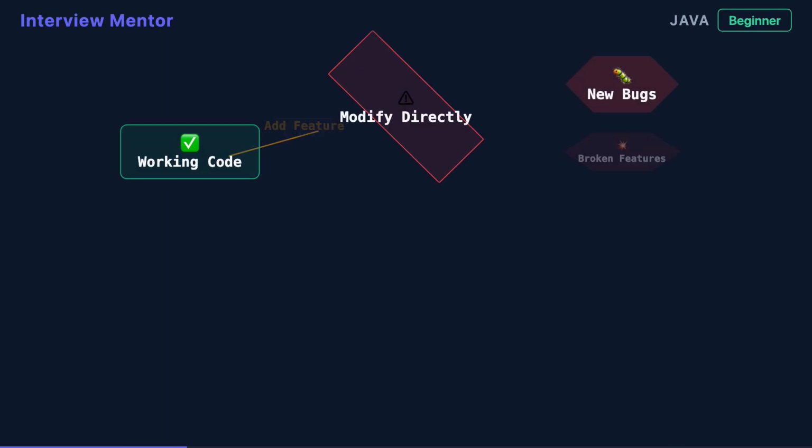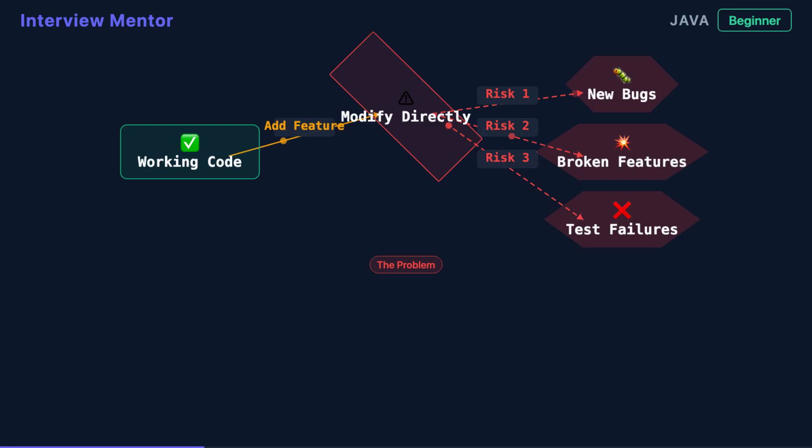So what problem does this solve? Every time you modify existing code, you risk introducing bugs or breaking functionality that already works. Tests might pass locally but fail in production. Other developers relying on that code might see unexpected behavior. The open/closed principle eliminates this risk by keeping proven code untouched.